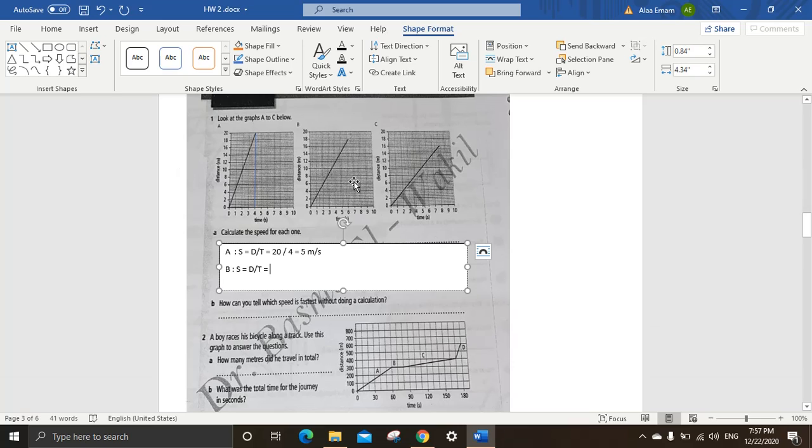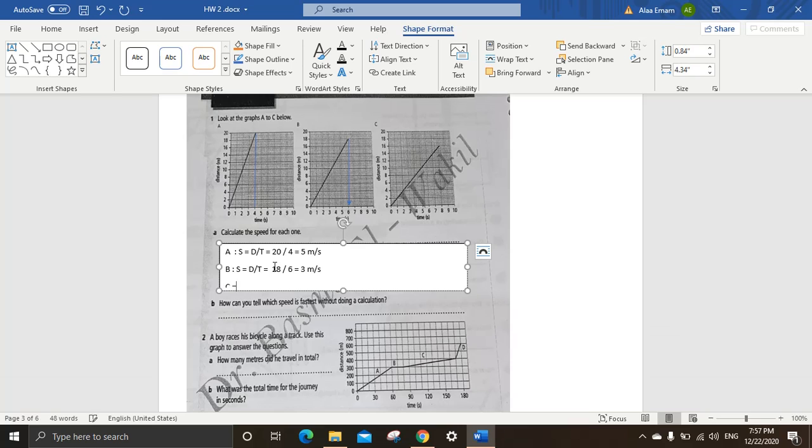Now, at B, same scenario, speed equals distance over time. The distance is clearly 18. But what about the time? Again, we need to draw a line from the endpoint. It's going to intersect roughly at 6. You can mention 6.1, it's okay, but 6 is also an acceptable answer. So 18, which is the distance, divided by 6 equals 3 meters per second.